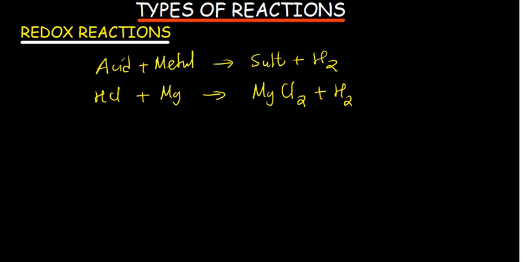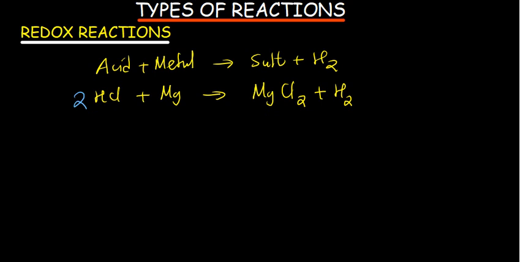So is the reaction balanced? You can see 2 hydrogens here, so we need to put a 2 here. And then the chlorines are also balanced with a 2 here. The magnesium is just alone. So this is what happens: a metal reacting with an acid always gives a salt and a hydrogen molecule.